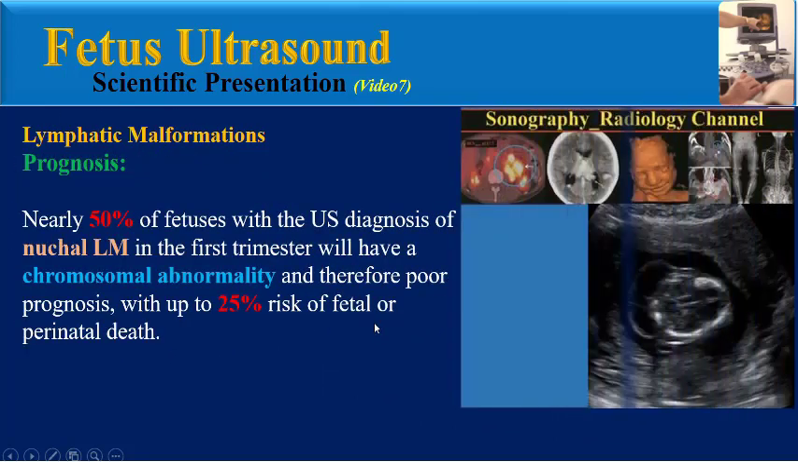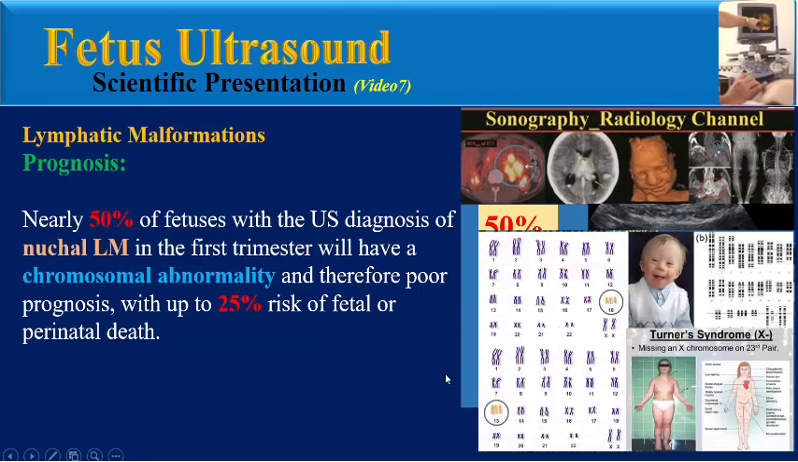Nearly 50% of fetuses with the ultrasound diagnosis of nuchal lymphatic malformation in the first trimester will have a chromosomal abnormality and therefore poor prognosis, with up to 25% risk of fetal or perinatal death. Only 17% will result in a healthy newborn.